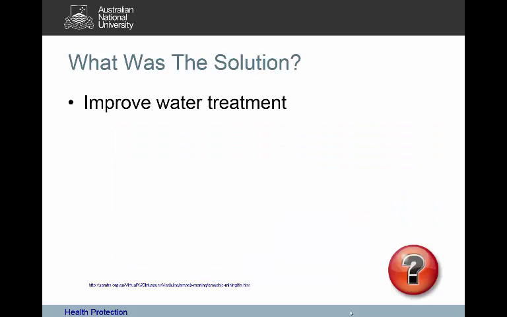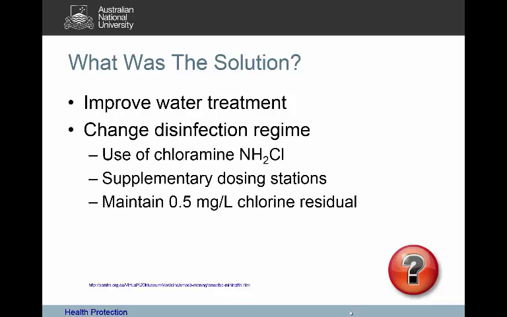The first was to improve water treatment so that these amoebae couldn't actually grow in the water supply. So they changed the disinfection regime to use chloramine, which is actually much longer lasting, much more sustained, so that the chlorine would last the distance. As you can imagine, with chlorine in very hot temperatures, the chlorine dissipates much more quickly, but this is a more stable form of chlorine, so that lasted longer.